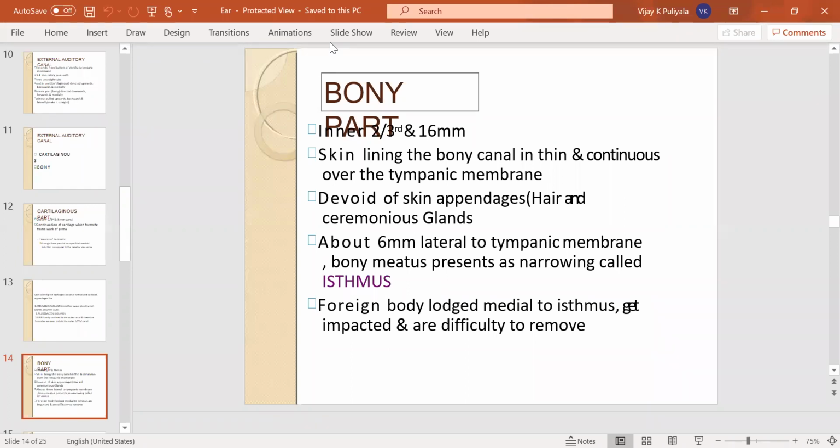Next, coming to the relations of the external meatus. If you see here, this is the external acoustic meatus. What are the structures present here? In front of this external acoustic meatus, we have the head of the mandible. The head of the mandible and this external acoustic meatus are separated by the parotid gland. Above the bony part, we will have the floor of the middle cranial fossa. First we have the cartilaginous part, then deep to that we have the bony part.